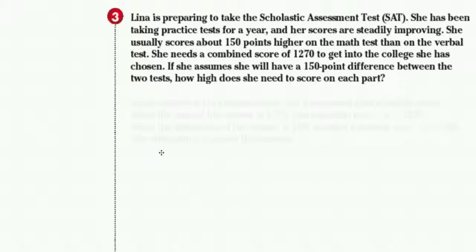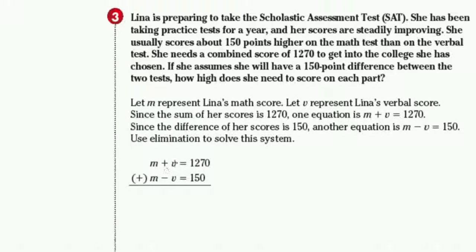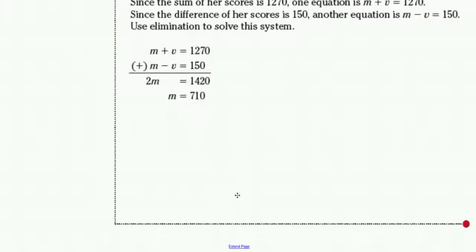Now we can use the elimination method to solve this problem. If you notice, V and negative V are additive inverses, so we simply use addition to eliminate V, and then we end up with m plus m equals 1,420. Then we solve for m, divide both sides by 2, end up with m equals 710.